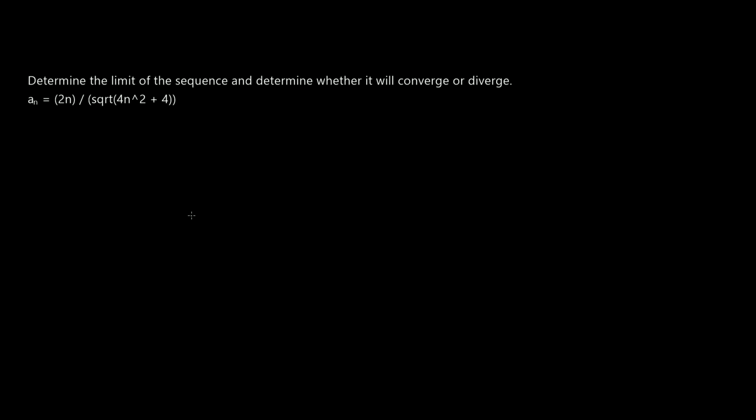So what about this problem? This problem is not as simple as the last two, where we can just consider one of the graphs or equations to be 0. As you can see, this formula is a little bit more complex. So let me begin by rewriting a sub n, just so we can see it a little more clearly. So a sub n here is 2n over the square root of 4n squared plus 4.